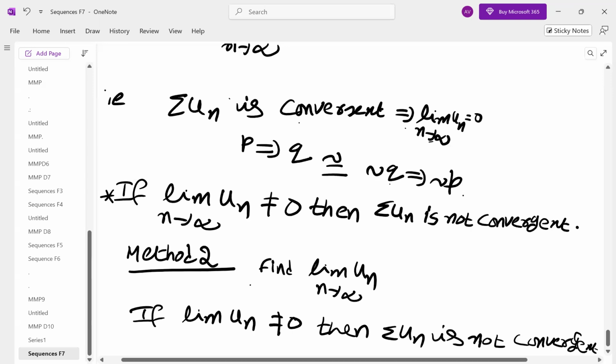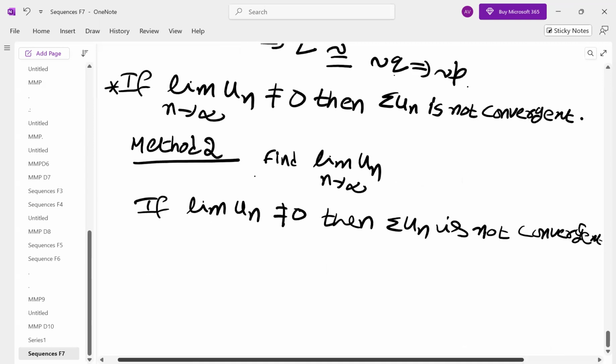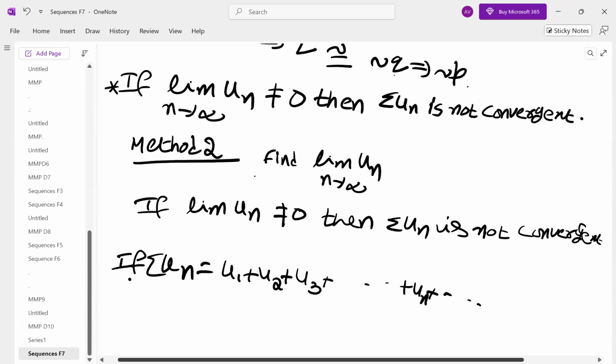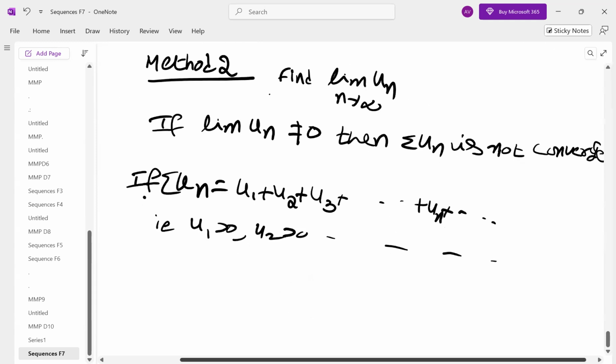Similarly, if limit is not 0, then it is not convergent. Definitely, what is it? We don't know. We need to go to the next step. Don't conclude divergent. But if it is a positive term series, the series summation un is in the form where u1 positive, u2 positive, and so on, all are positive. Sign also positive. Then it is called a positive term series.